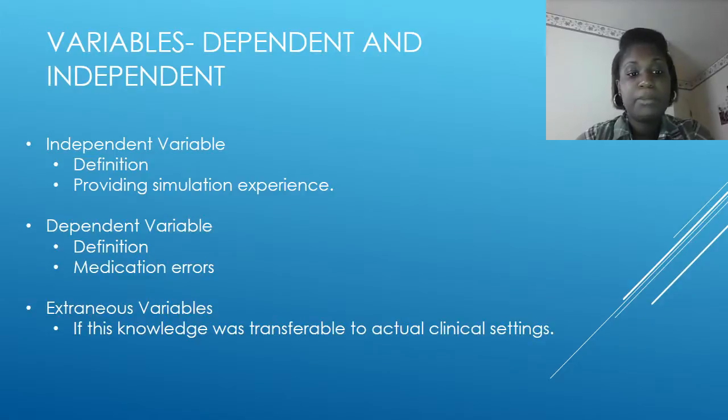The next would be the dependent variable. A dependent variable is looked at to see if there was any change once the independent variable was added to the experiment, and I had determined that medication errors would be the part that would be affected, because if you add the simulation, it could affect medication errors, which would hopefully be a good thing, where there would be fewer errors in medication administration.